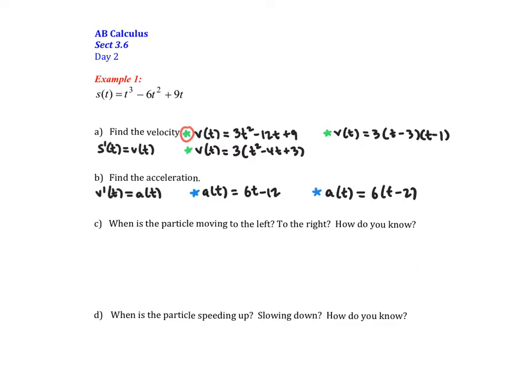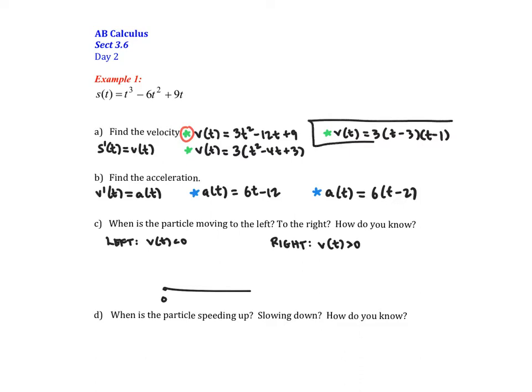When is the particle moving to the left, and when is the particle moving to the right? All right, so the particle is moving to the left when v of t is less than 0. The particle will move to the right when v of t is greater than 0. So I'm going to sketch a graph of v of t, and I'm going to assume that time starts at 0. I'll sketch it based on this function of v of t.